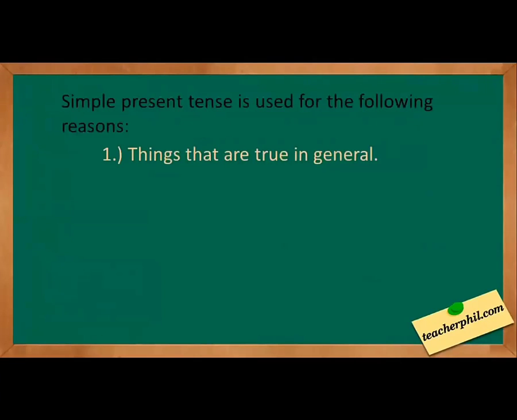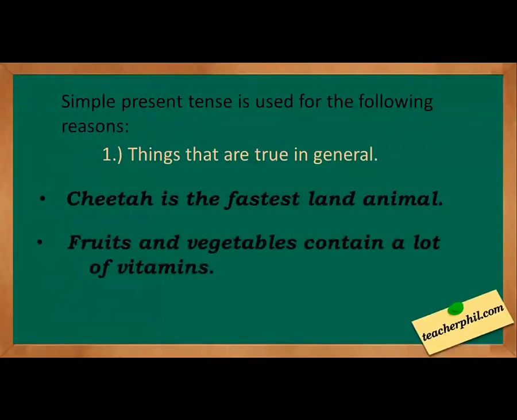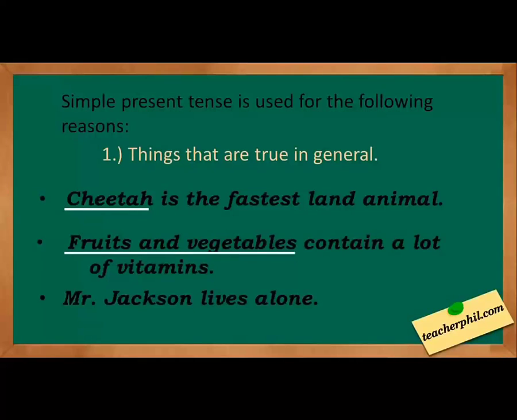Simple present tense is used for the following reasons. Number 1, for things that are true in general. Examples: Cheetah is the fastest land animal. Fruits and vegetables contain a lot of vitamins. Mr. Jackson lives alone. Cheetah, fruits and vegetables, and Mr. Jackson are the subjects in these sentences, while is, contain, and lives are the verbs.